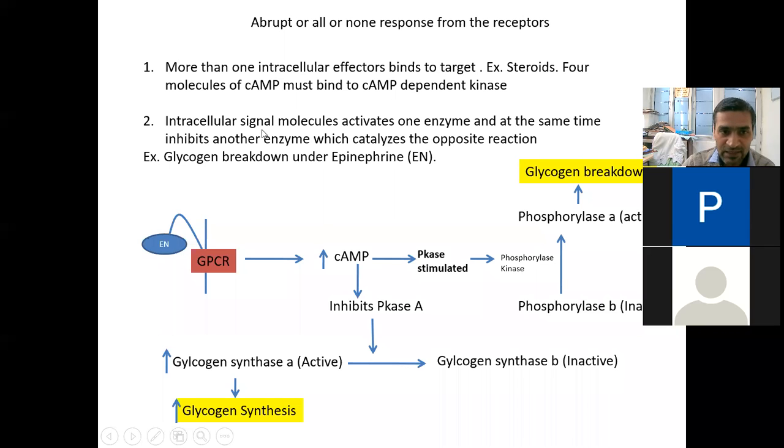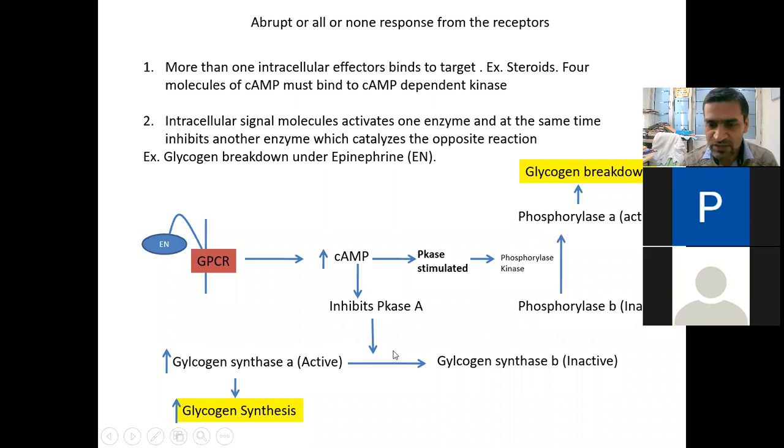Another example was that an intracellular signal molecule activates one enzyme, that is, the forward reaction catalyzed by one enzyme is activated, and at the same time, the same molecule inhibits another enzyme which catalyzes the opposite reaction. And we had discussed the classical example in terms of glycogen breakdown under epinephrine. So epinephrine is one ligand, and when it activates glycogen breakdown, we know that glycogen breakdown and glycogen synthesis are bidirectional reactions and happen at the same time. So when we look at the role of cAMP, it is involved in both types of reaction, glycogen breakdown as well as synthesis.